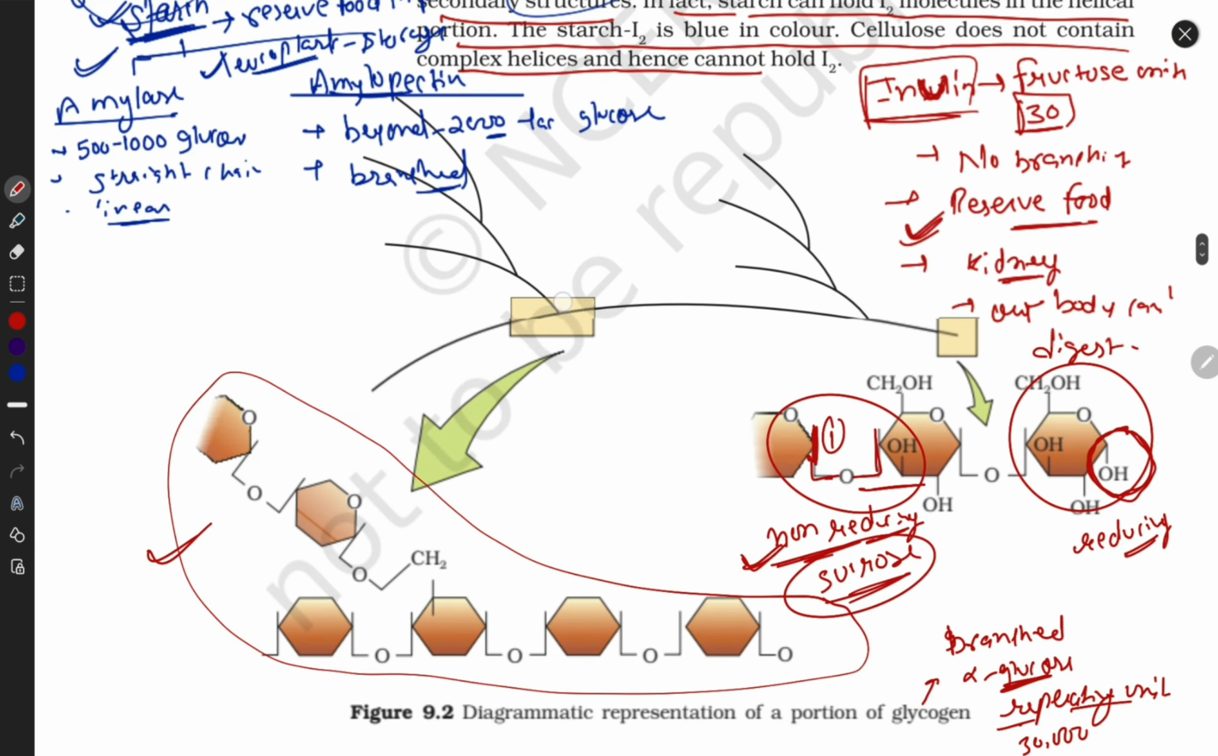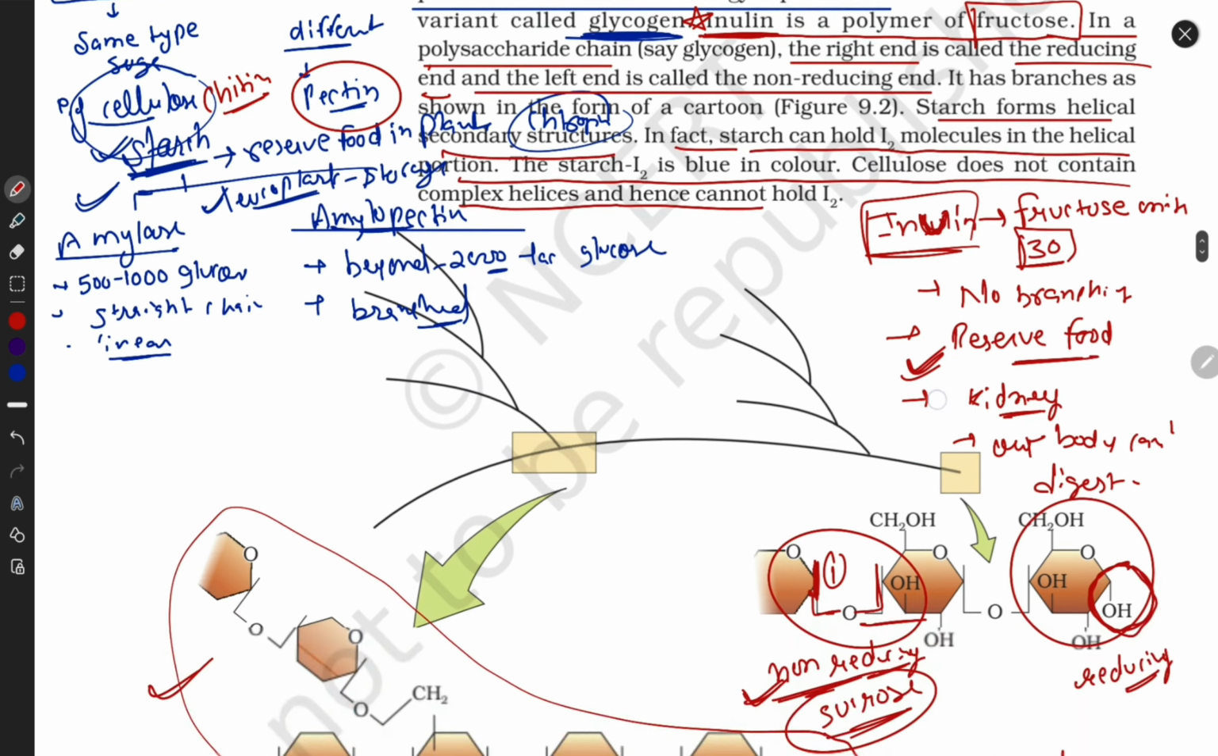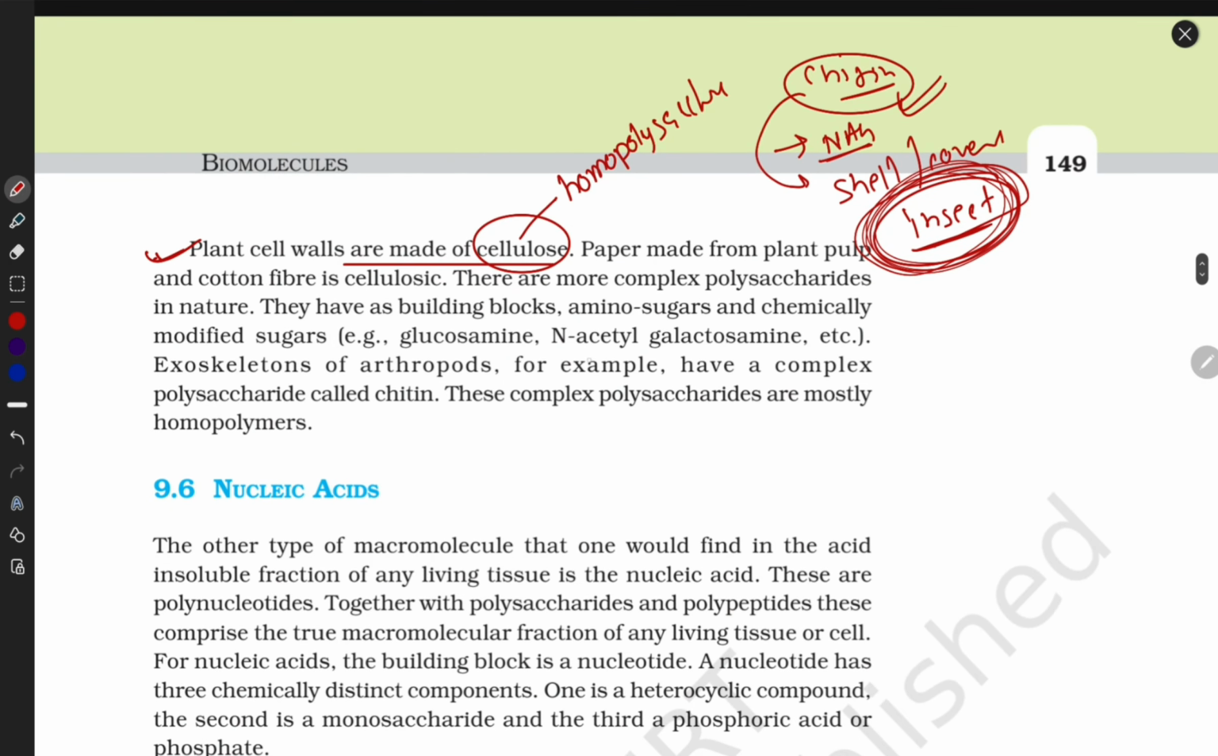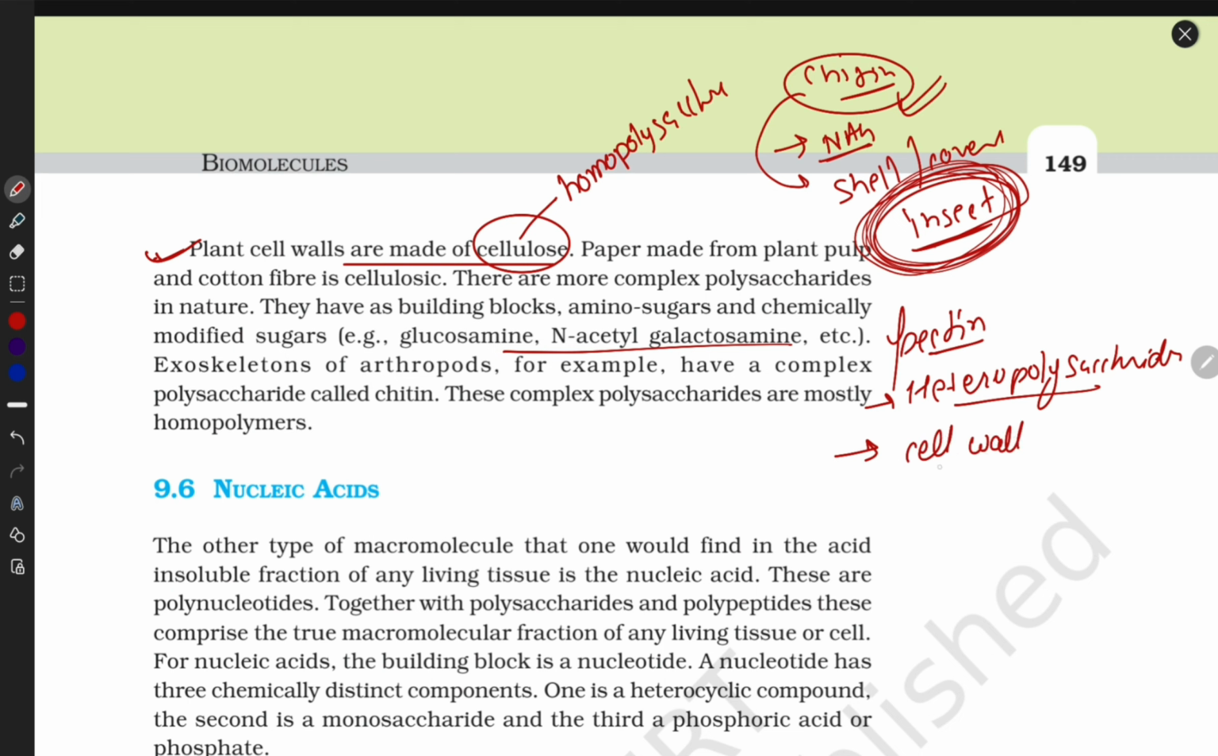And what is a heteropolysaccharide example? Pectin. Let's discuss pectin here. I already told you. What is pectin? They are heteropolysaccharides. Clear? Very clear, guys. Now, what do they do? They make the cell wall, the middle lamella of the cell wall. Clear, guys? I hope now this is clear.